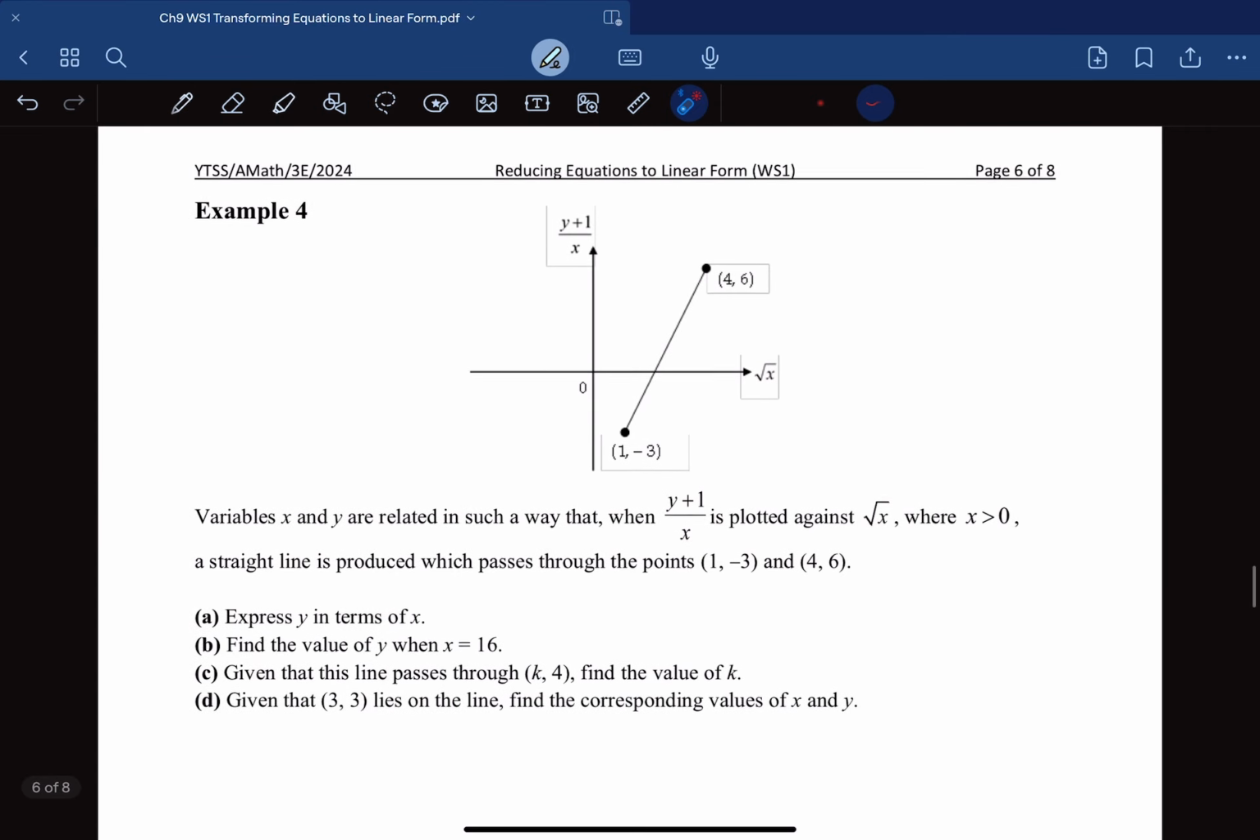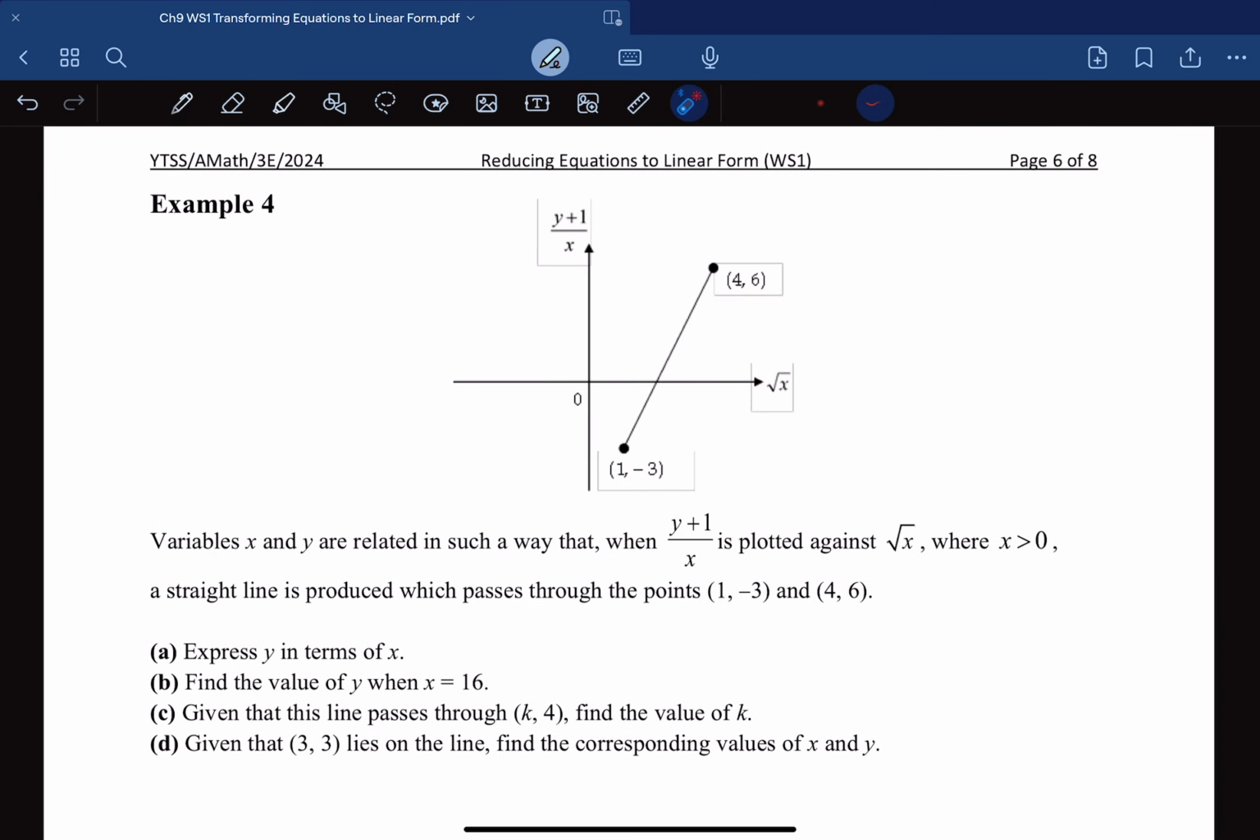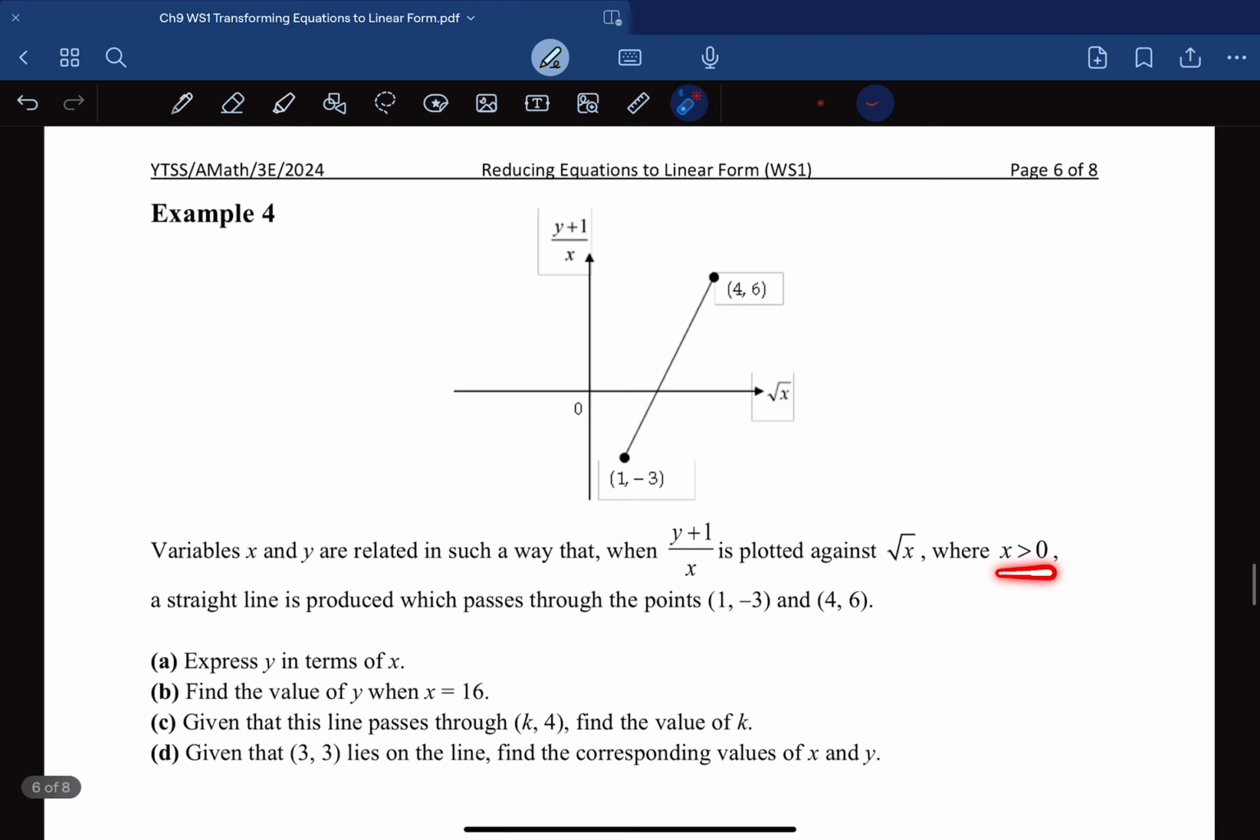Example 4, I am given this graph. This is a straight line graph. My y-axis is given to be this. This is my x-axis. And I'm given 2 points over here. Range of x is more than 0. And the line passes through these 2 points over here. Express y in terms of x.